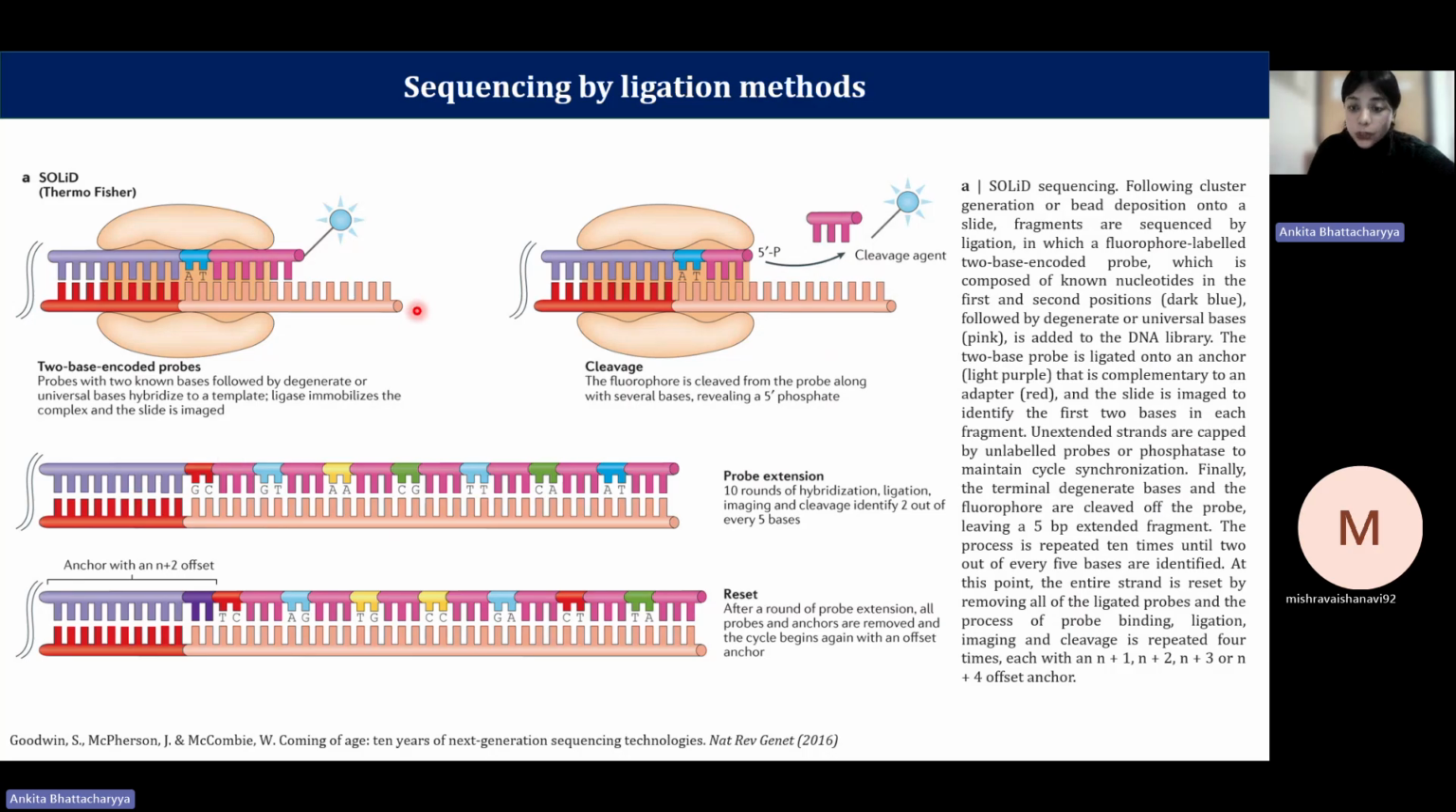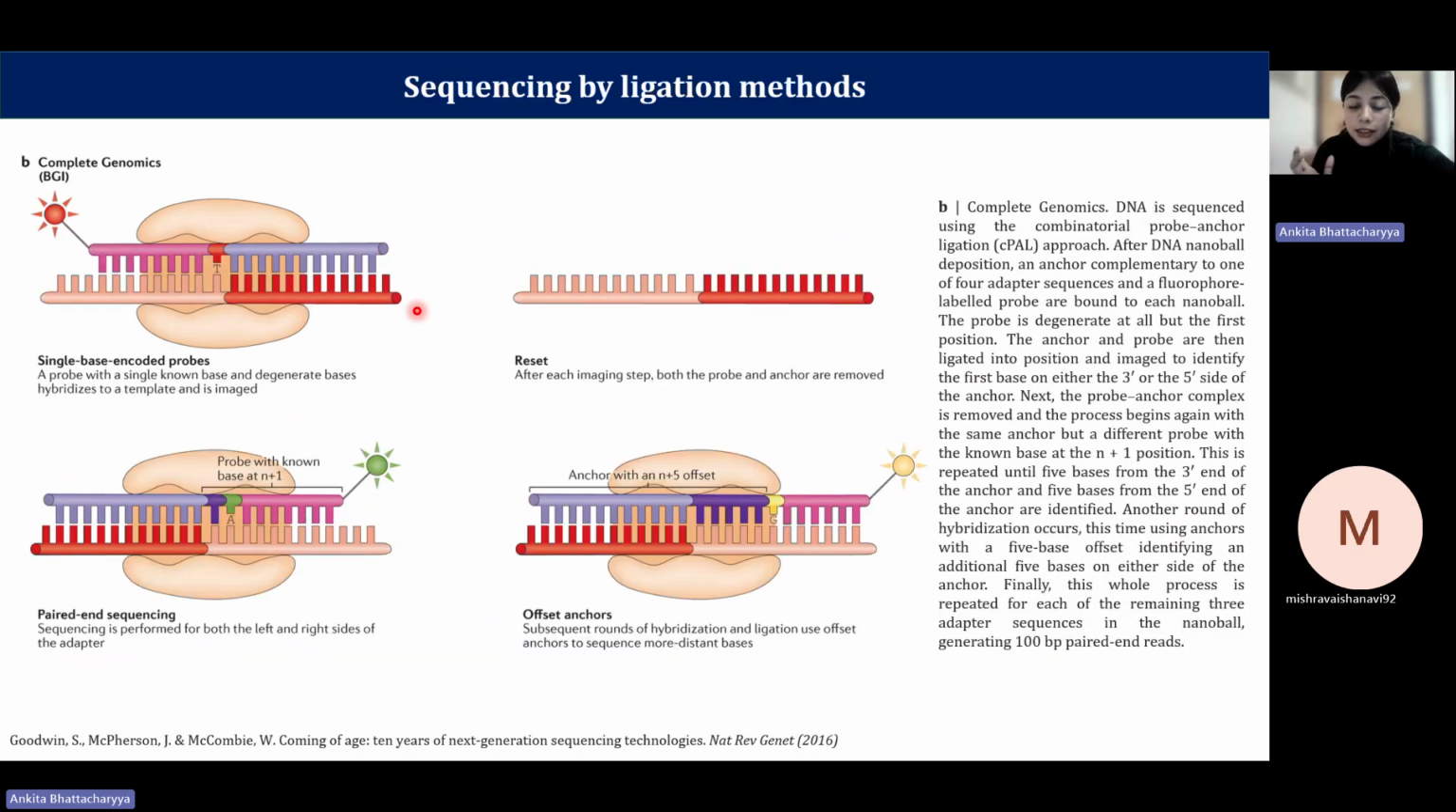Now, this is also slightly confusing, but it's a technique that is very commonly used. And of course, SOLiD sequencing is used in today's time also. It has, of course, undergone more upgrades, but the basic biology lies there. Very similar to that, Complete Genomics uses a sequencing technique where the combinatorial probe anchor ligation method is used, which is CPAL. So if you remember, we talked about the nanoball generation previously.